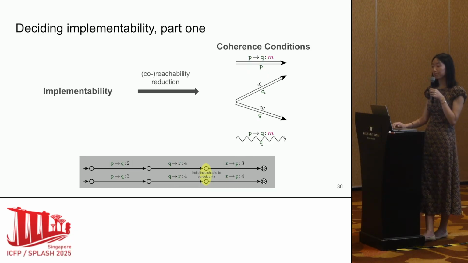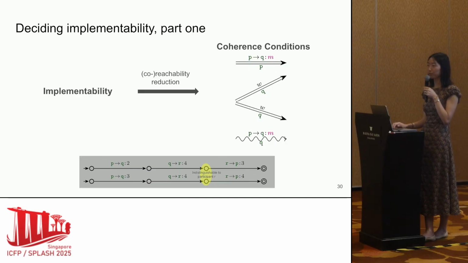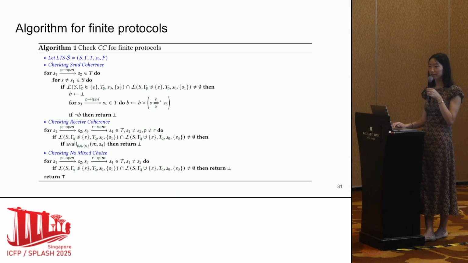So the first step in our decision procedure for implementability is this reachability and co-reachability reduction from implementability to these coherence conditions. The coherence conditions are defined in terms of variance of reachability, and from it we immediately derive a finite algorithm for deciding implementability on explicit finite state protocols.